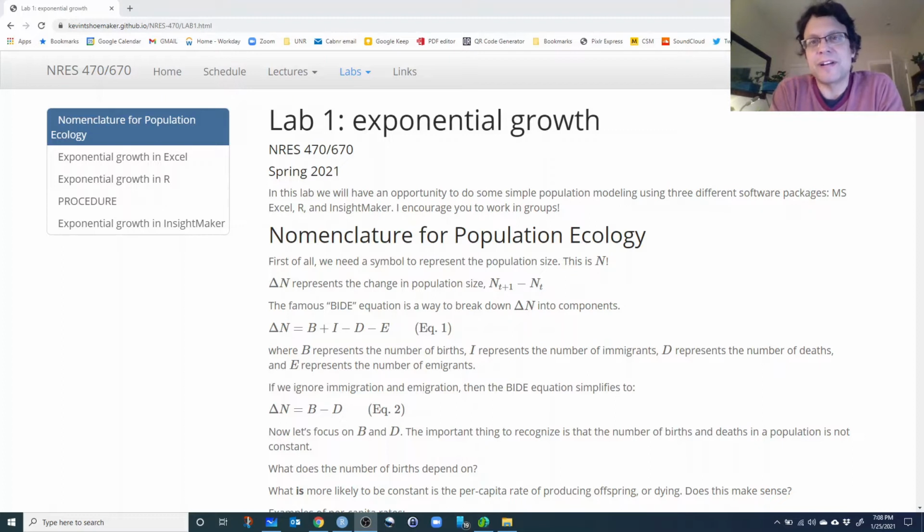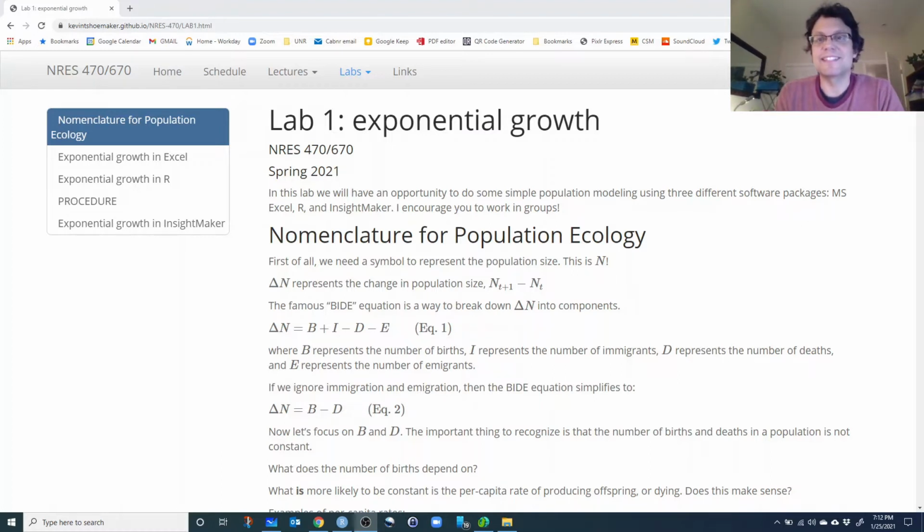So I thought it would be a useful way to introduce you not only to the most basic concept of population ecology, that is exponential growth, but also the three tools that we're going to be revisiting and using throughout the semester. So before we get into the modeling though, what we need to do is go over the mathematics.